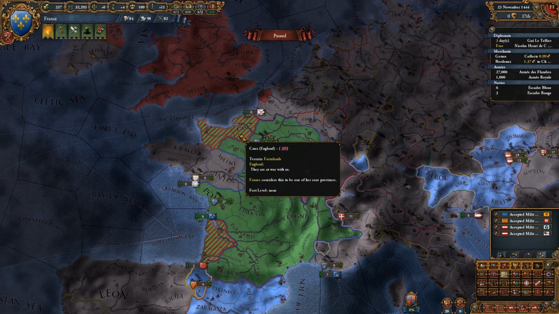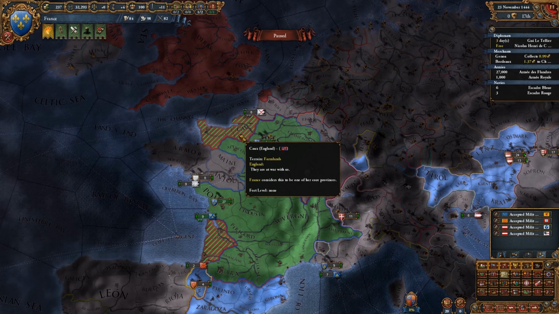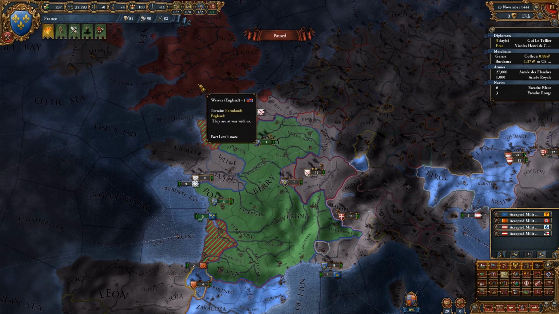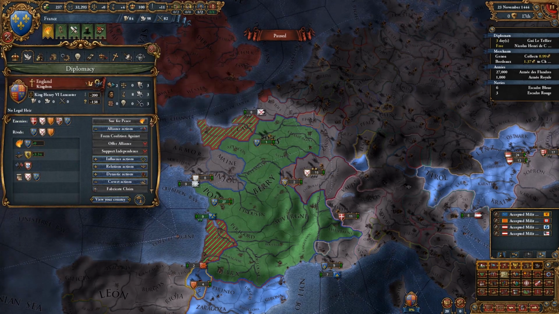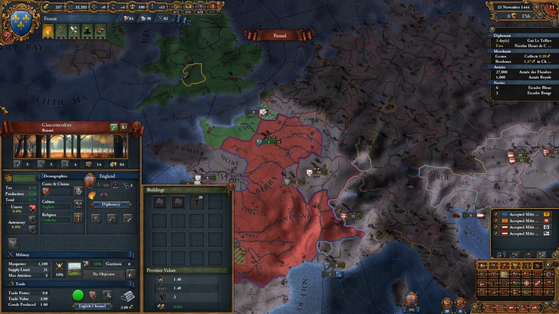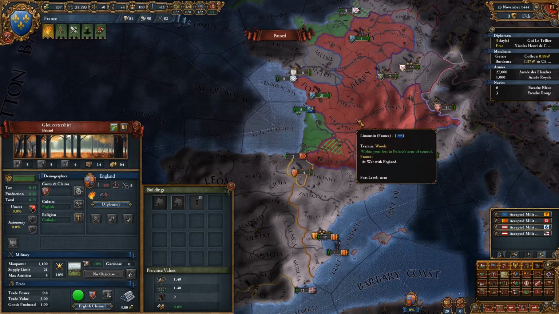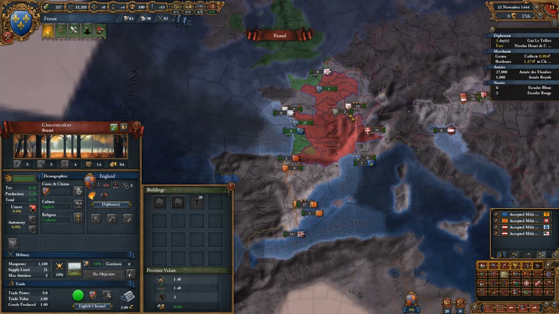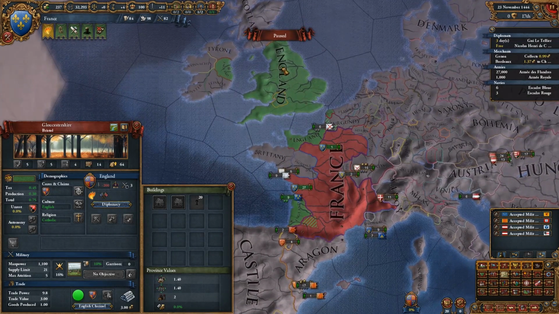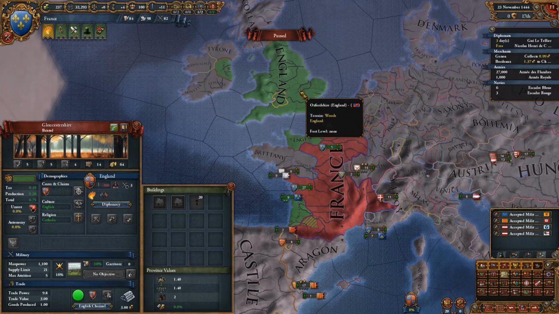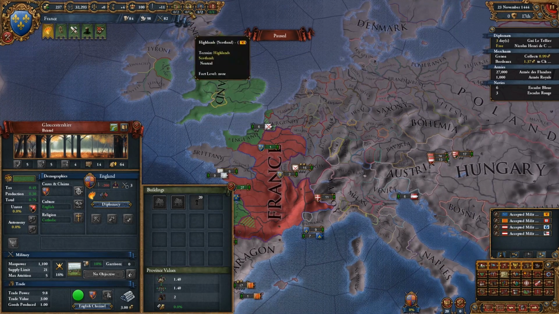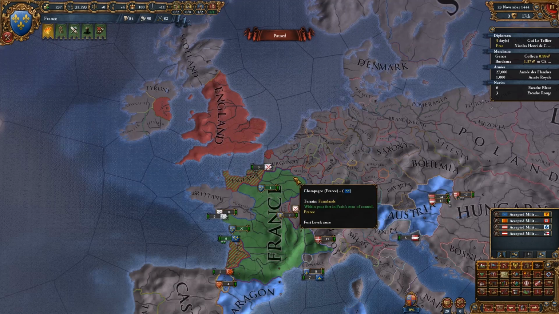Now, a useful thing with this map mode is you can also have a look at it from somebody else's perspective by clicking on them. So if I go ahead and left click on England, for example, you will now see that England has gone green, and you can see France in red because we are at war with them. And if England had any allies, you'd be able to see the blue colour for those.